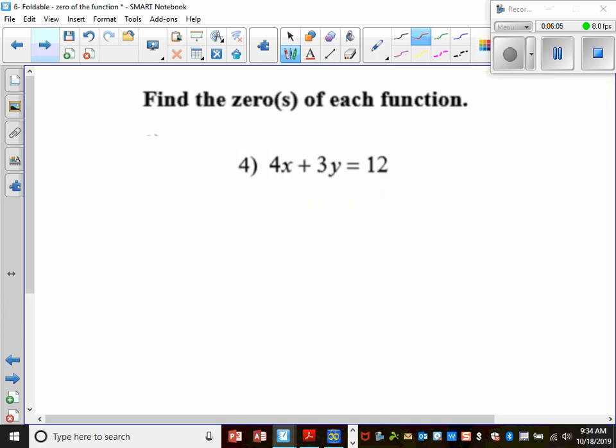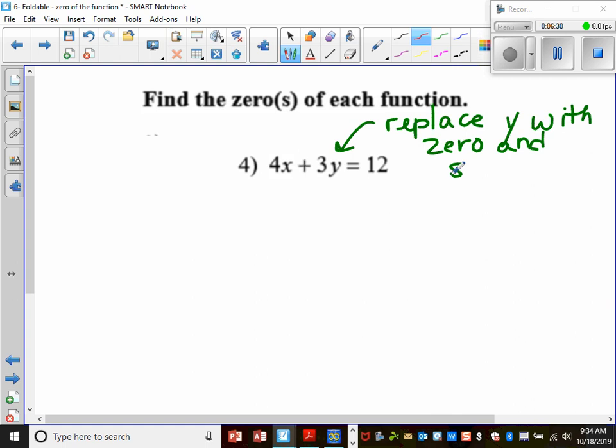Same thing. Anytime you're given an equation, it doesn't matter if it's in slope-intercept form or some other form, and actually this form is called standard. It doesn't matter what form it's in, you're just going to replace y with 0 and solve for x. So I put these little side notes there, so if you're at home and you forget, you can also read it or you can review the lesson again.